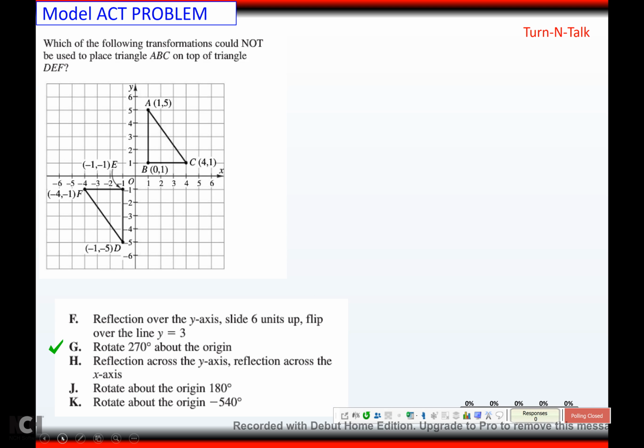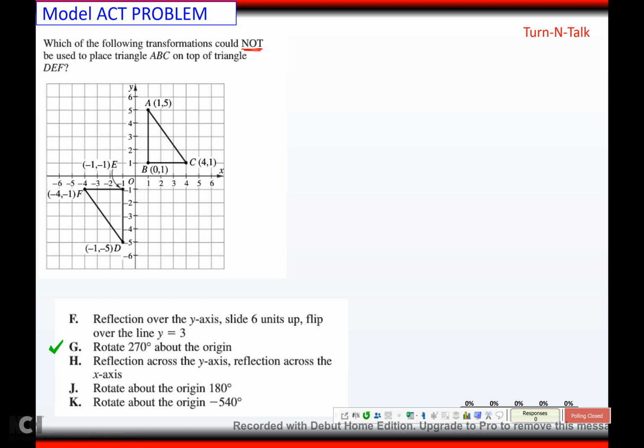Okay, and I do not like these. I don't like the transformations because they give you this itty-bitty graph, and by the time you draw all over it, you can't keep track of what you checked and what you didn't check. But with this, I can erase every time I try. Alright, so they want to know which of the following could not be used to place the triangle ABC on top of triangle DEF.